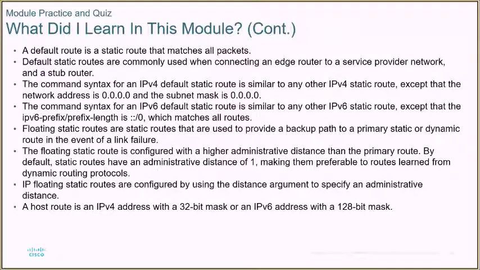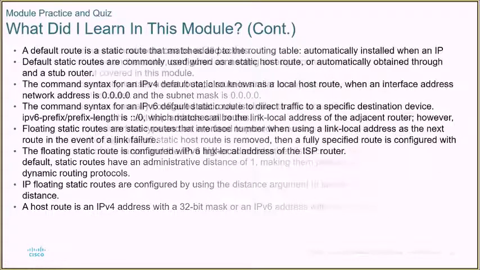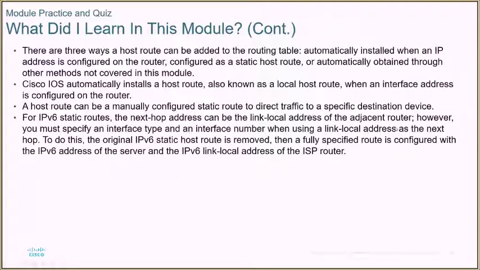A host route is an IPv4 address with 32-bit mask or an IPv6 address with a 128-bit mask. There are 3 ways a host route can be added to a routing table, either automatically installed from basically the configuration on the router. It can be a static one or automatically obtained through other methods, but we're not going to talk about that. IOS automatically installs a host route, also known as a local host route, when an interface address is configured on the router. A host route can be a manually configured static route to direct traffic to a specific destination device.